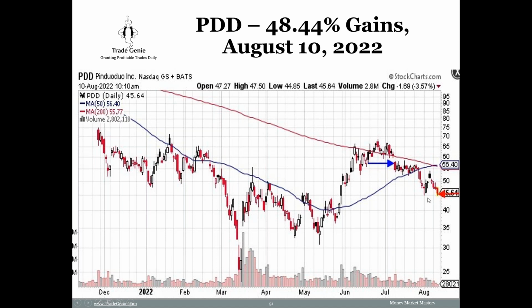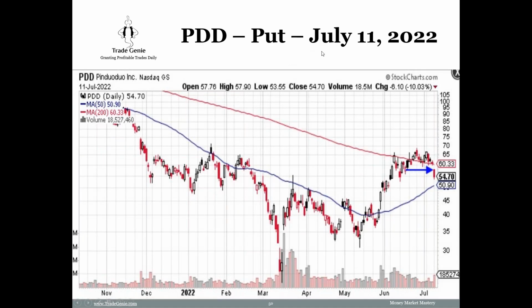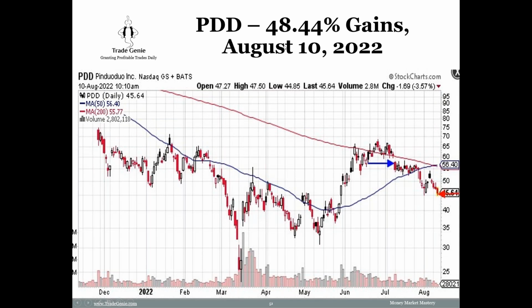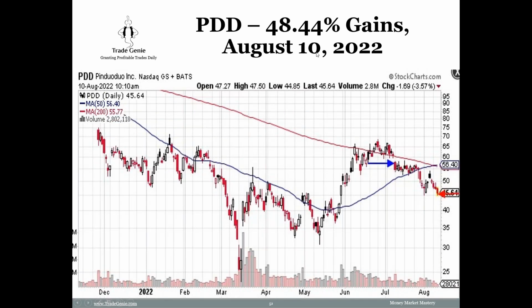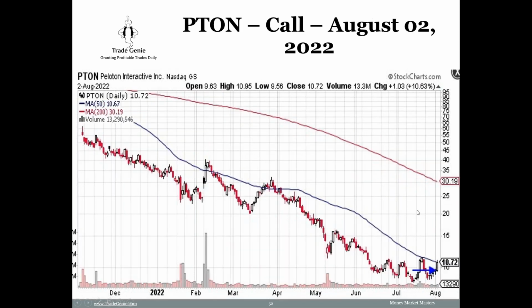So the time was also not in our favor for an August put. After how many days? After 28 days. So it took like 28 days for PDD to break down. So entered here, it took 28 days. Entry was on July 11th. So 20 and 10, so 30 days. So the trade lingered for 30 days, but exited at 48% gain.